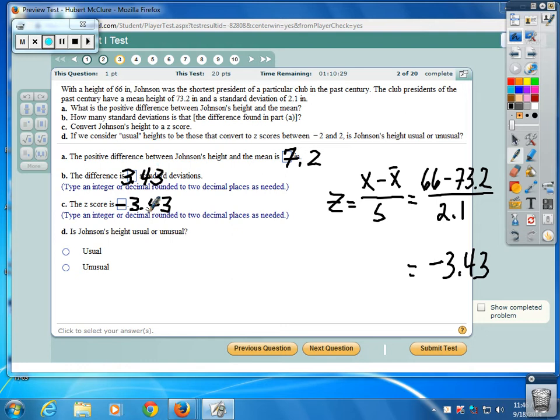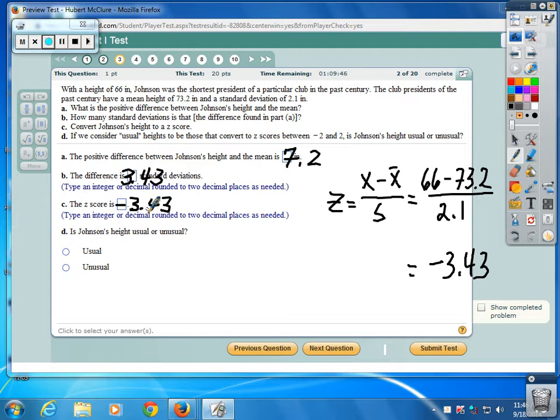Why is the difference 3.43 deviations? Why don't I put the sign there? Because you take the absolute value of the scores to get the difference. Well, actually, I probably could explain it. Difference is another way of saying distance, and distance can never be negative. So that's why you just get 3.43 units.